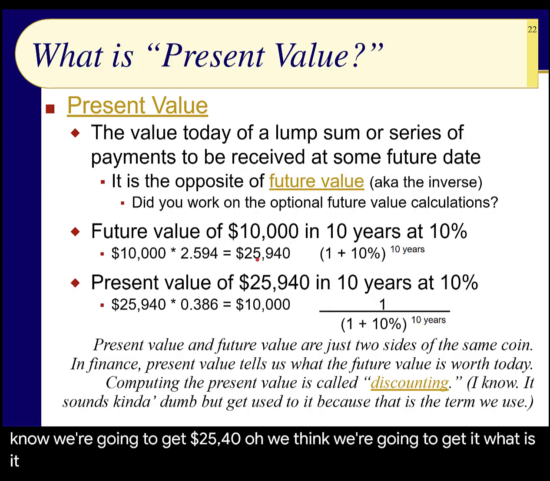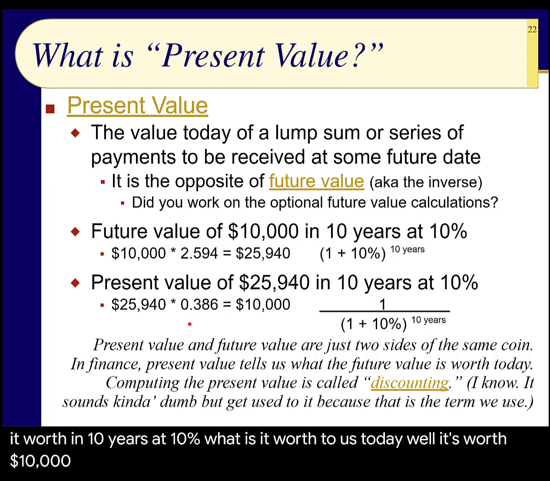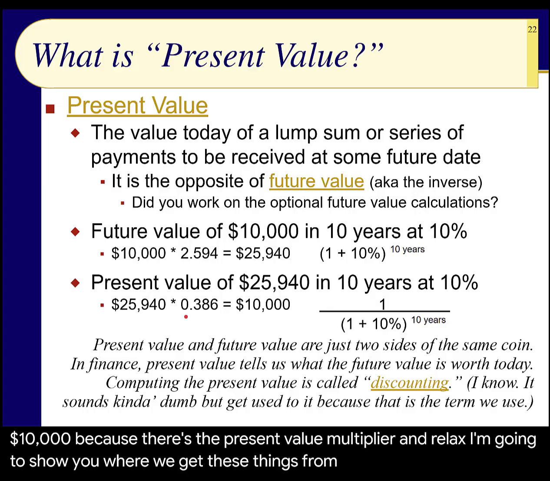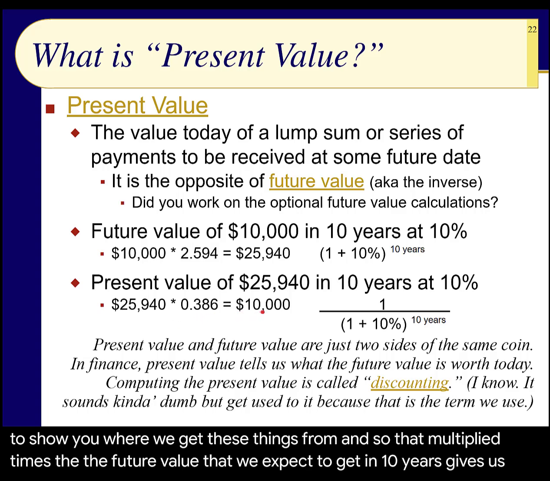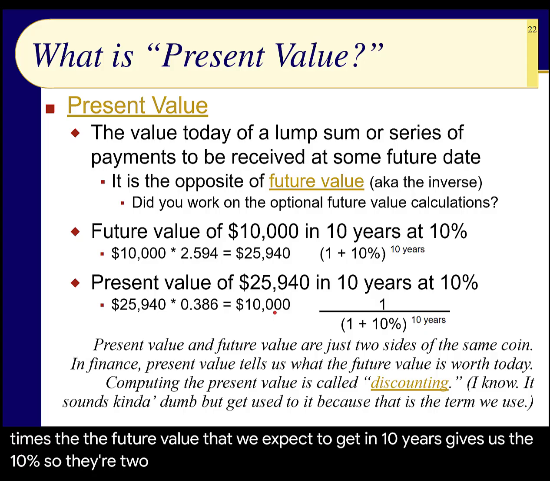What is it worth in 10 years at 10%? What is it worth to us today? Well, it's worth $10,000 because there's the present value multiplier. And don't relax, I'm going to show you where we get these things from. And so that multiplied times the future value that we expect to get in 10 years gives us the 10%. So they're two sides of the same coin.